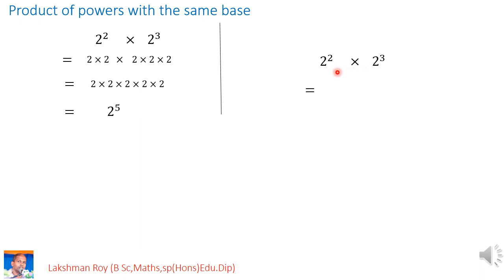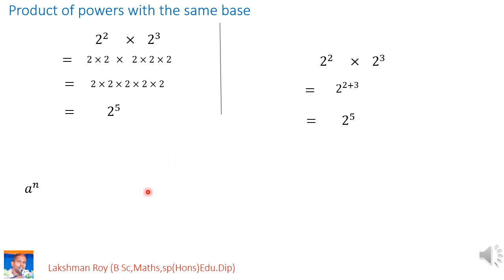See, 2 to the power 5, how to get it? The base is the same, that means one base, with index 2 and index 3. You have to add the two indices, 2 and 3 added. Then you can write 2 to the power 5. So this is the law, the index law. Now we are going to simplify using this index law method.